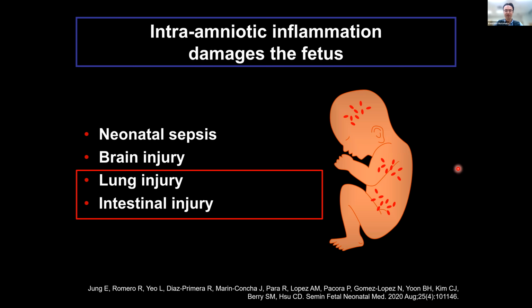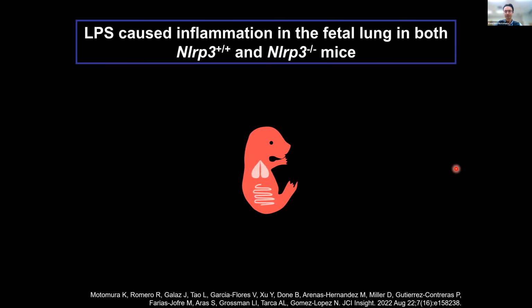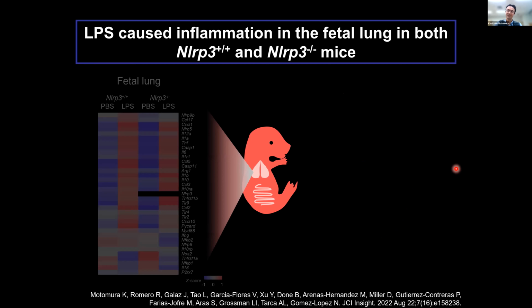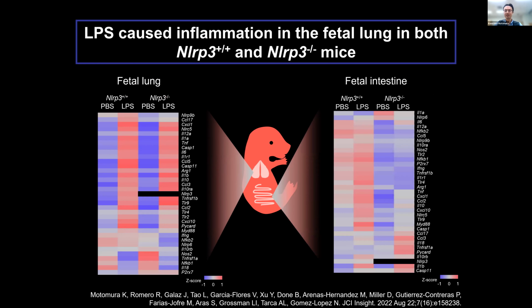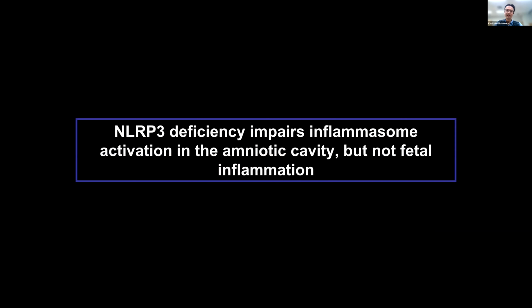Based on this clinical observation, we evaluated inflammation in the fetal lung and intestine in this study. We observed that LPS injection induced an inflammatory response in the fetal lung in both wild-type and knockout mice. The fetal intestinal inflammation was less evident than the fetal lung. Thus, NLRP3 deficiency impairs inflammasome activation in the amniotic cavity, but not fetal inflammation. This suggests that fetal inflammation alone is insufficient to initiate preterm labor and birth.